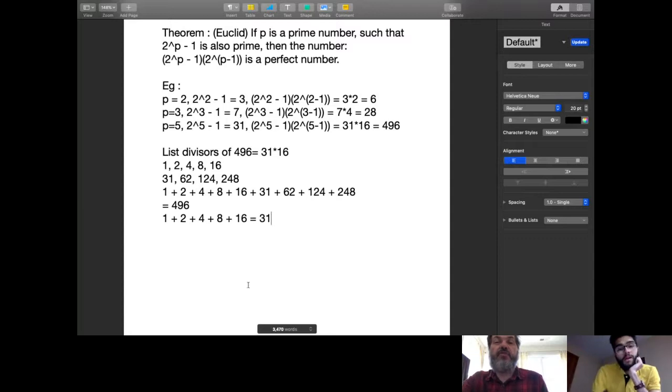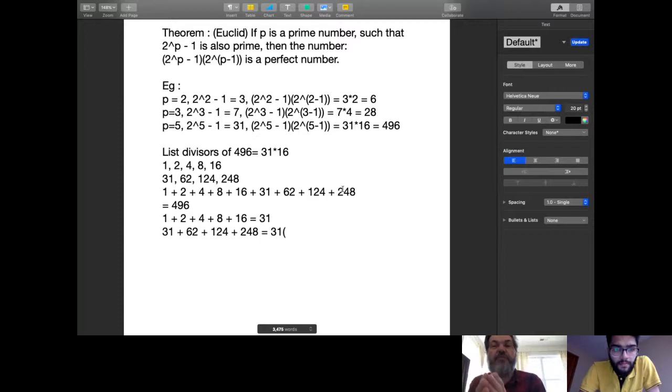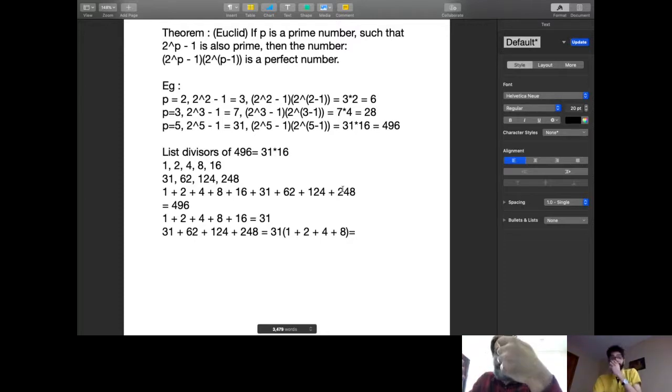31, 62, 124, and 248 on another line as follows. It's 31 plus 62 plus 124 plus 248. I want to write it as follows: equals, and I take 31 as a common factor, and I have 1 plus 2 plus 4 plus 8. So again, the first powers of 2. And they had to be like this because that's how we found these divisors. It was 31 or 31 times the power of 2.